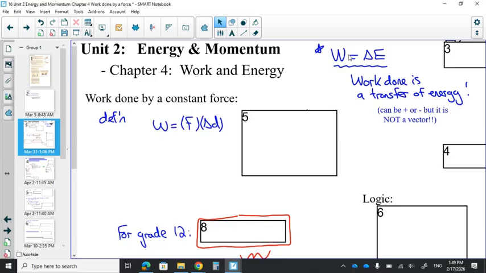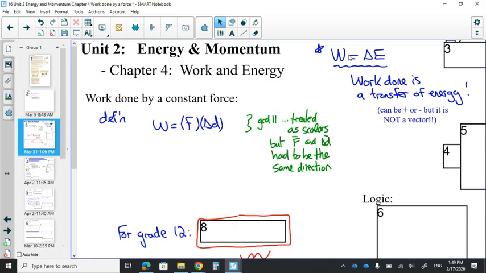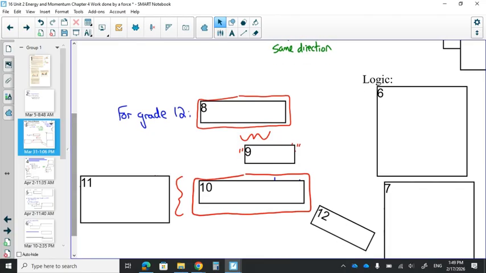And work done from grade 11 was just work done equals force times distance, right? So in grade 11, we just treated those as scalars because we didn't have any grade 11 topic included about multiplying vectors. So we just said, the scalar versions work good enough. We're pretty much doing the same thing in grade 12, but it's a little higher tech, if you will. And the logic is still very much the same.